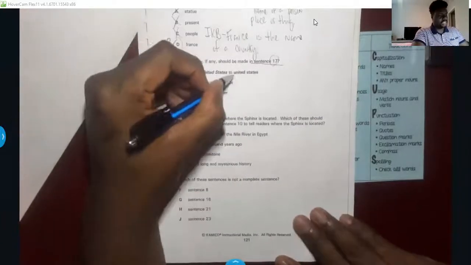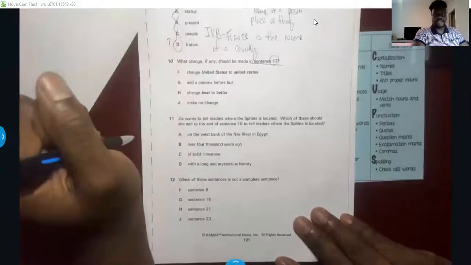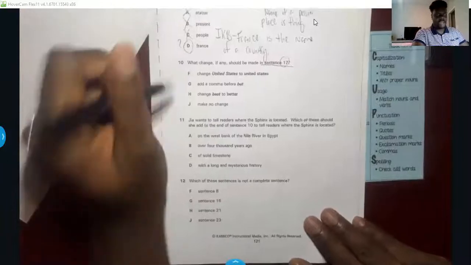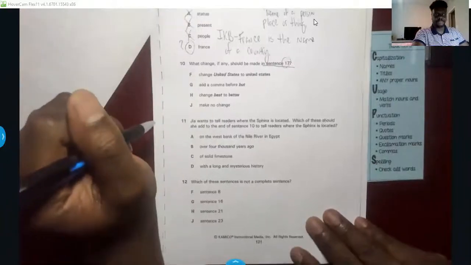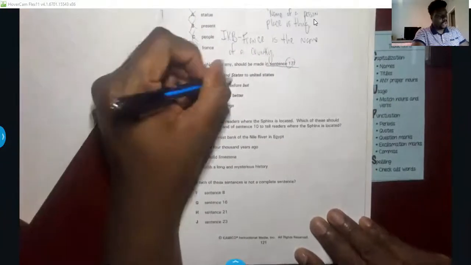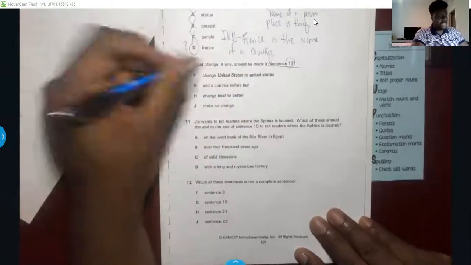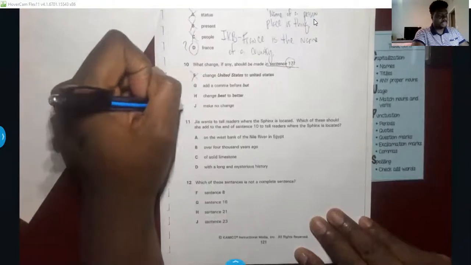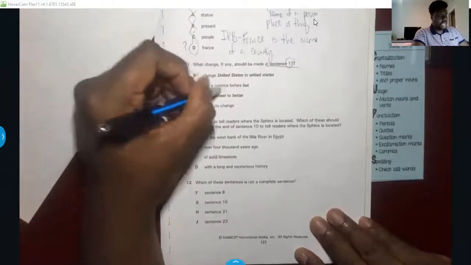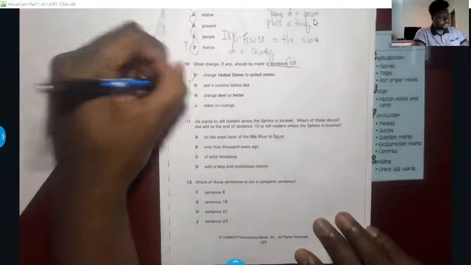Change United States to United States. Why is this one incorrect, guys? We just talked about that right here. Why is that incorrect? So the United States is the name of what? A country. It has to be capitalized because it's a proper noun. Add a comma before but. We kind of put that there, so I'm gonna leave that as a question mark.